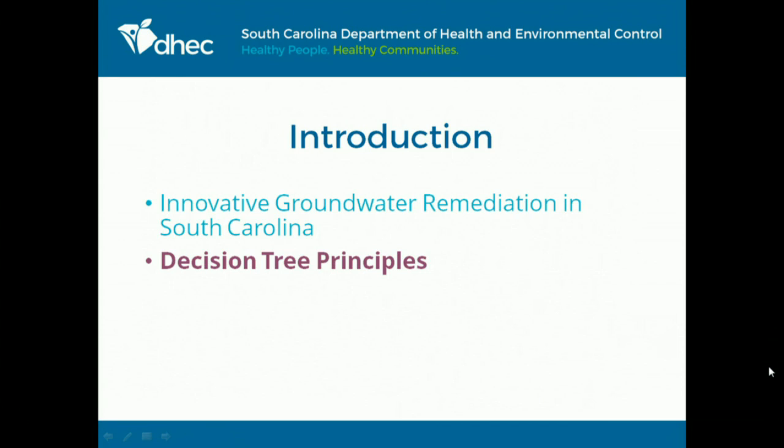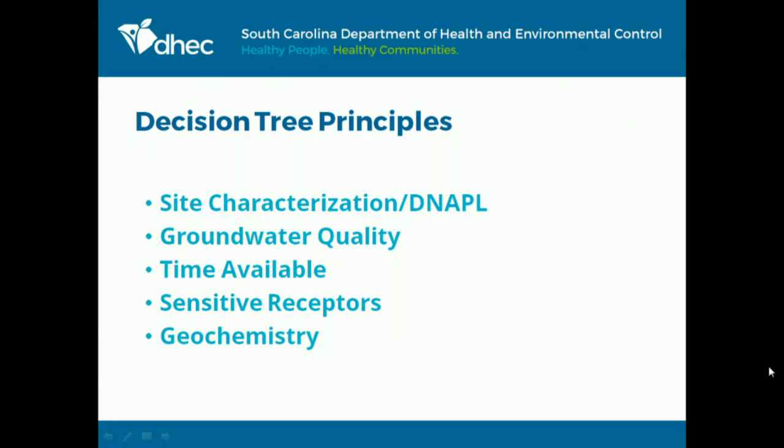So next I'm going to move into the decision tree principles, which are the founding parts of the decision tree. And like I said, once you grasp these, the decision tree is only sort of like something you can send to a consulting firm to help them understand it. There are basically 5 categories. Site characterization and DNAPL is a fairly quick principle. Then there's groundwater quality, time available, sensitive receptors, and geochemistry.